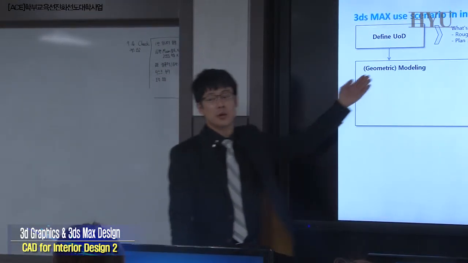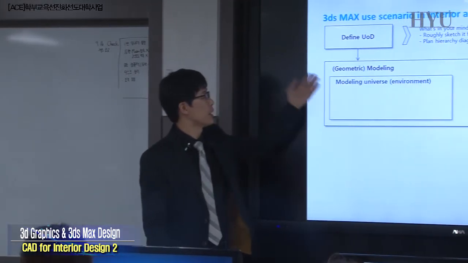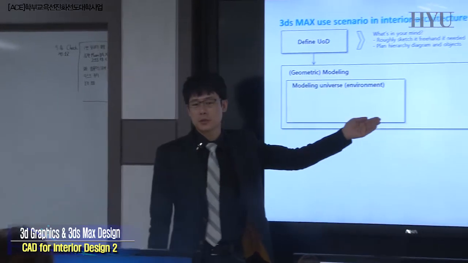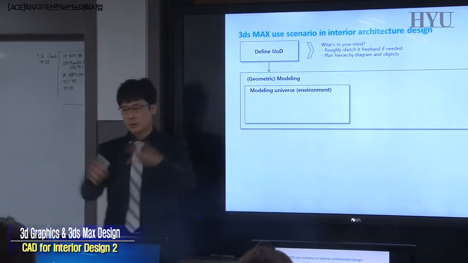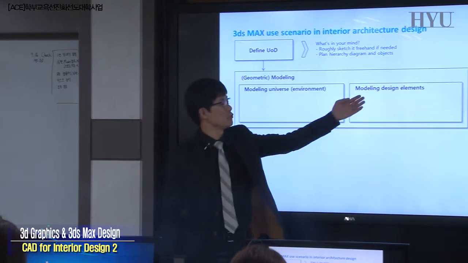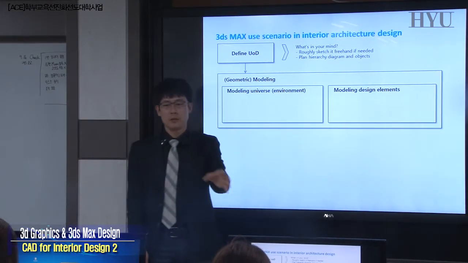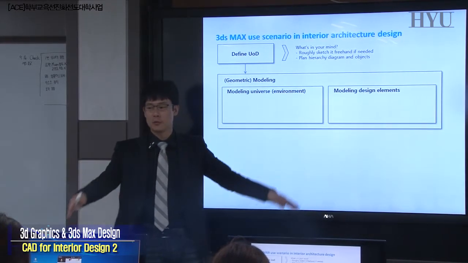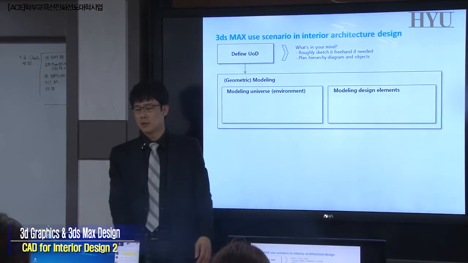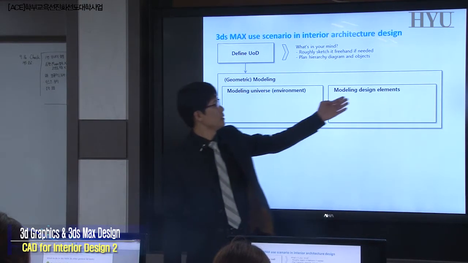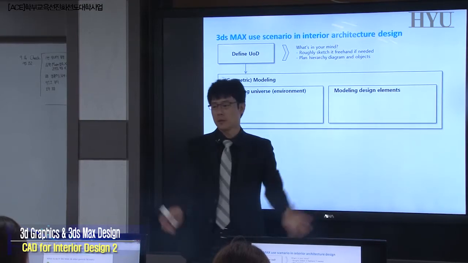And then modeling by computer, 3D Max. Firstly, modeling the universe. In other words, modeling your environment first. Secondly, modeling your design elements, your thing. If you want to design a new teapot, you have to design the environment, the bottom plane first, and the sun or lights, and then define your teapot.